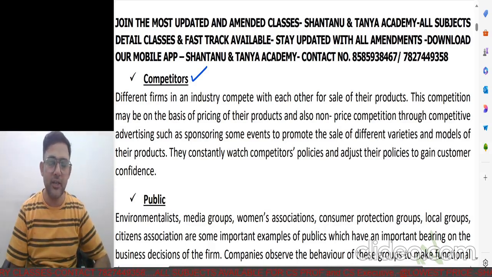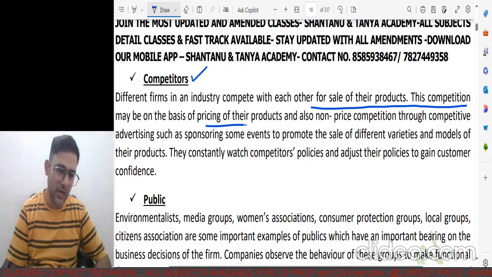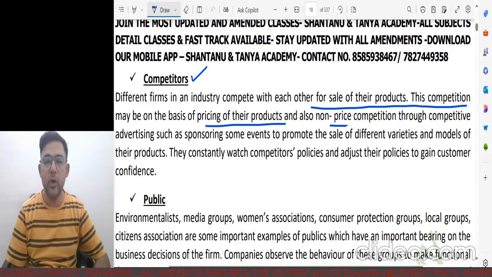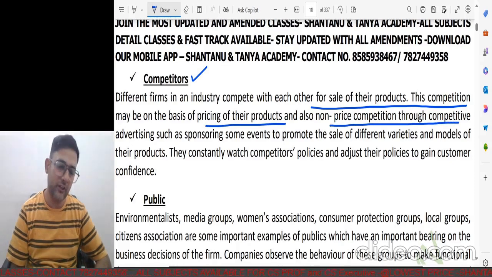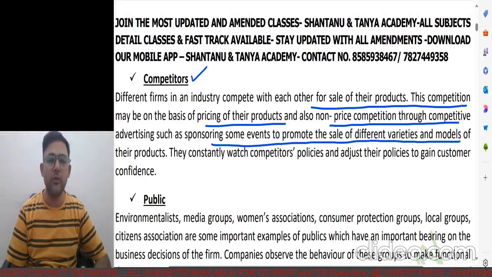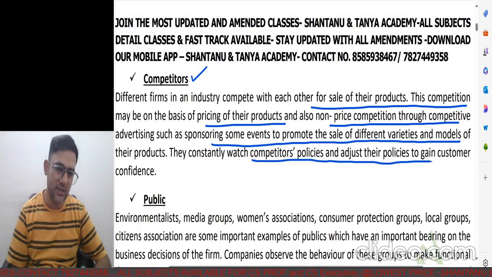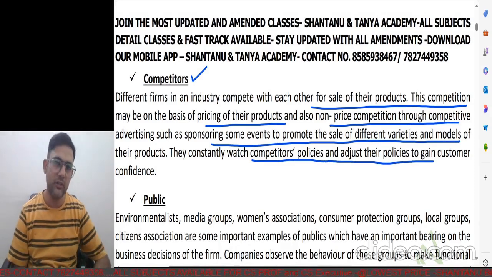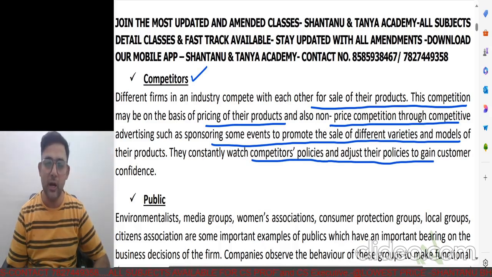So different firms in the industry compete with each other for the sale of their products. The competition may be on the basis of pricing, and also non-price competition through competitive advertisements, such as sponsoring events to promote the sale of varieties and models of the product. They constantly watch competitor policies and adjust their policies to gain confidence. So I think that's what marketing is all about.